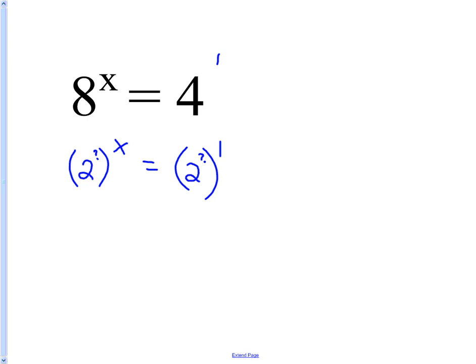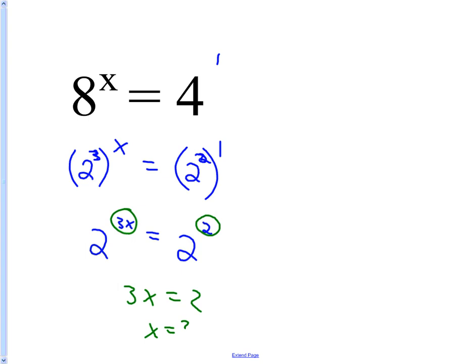Now we've got their bases right. I just got to figure out what the question marks are, and then I'll have it. You see what I'm saying? So what's the question mark in this one, the left one? 3. And what's the question mark on the right one? And now use what you know about these properties to say that's 2 to the 3x equals 2 to the 2 times 1, which is 2. And now I know the bases are the same, so that has to equal that. So 3x equals 2, and x equals 2/3.